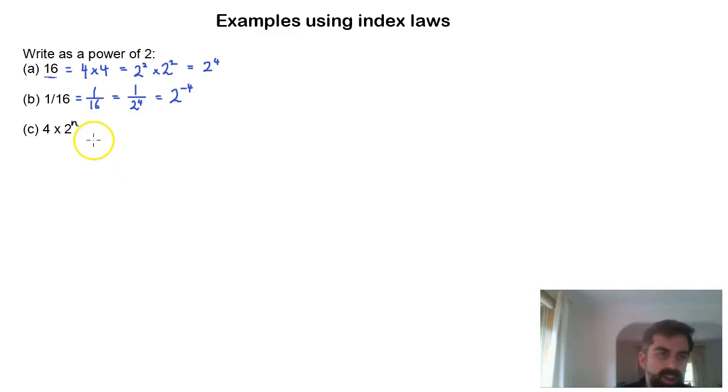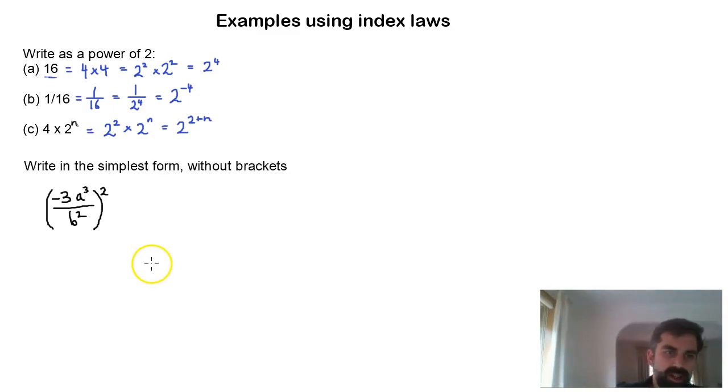Okay, and then finally there, what if you had 4 times 2 to the power of n? Well, what we can do is replace 4 with 2 squared, just like we did above, and multiply that by 2 to the power of n. And now using our very first index law, because it's the same base, we can add the powers. So it's 2 to the power of 2 plus n. So that's just an example of using the index laws sort of in reverse.